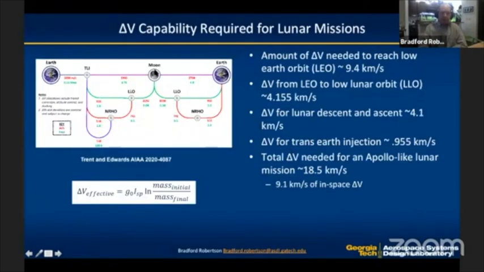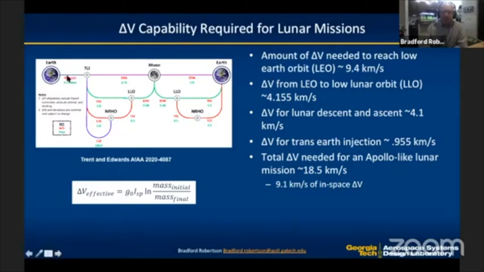I'm going to go back to this chart throughout the course of this, because it does a good job illustrating the relevant delta V's and transit times in the cislunar system. For example, the amount of delta V needed to reach low Earth orbit is about 9.4 kilometers per second. That's not on this chart. It's just a launch vehicle that has 9.4 kilometers per second of delta V in it to get to low Earth orbit.